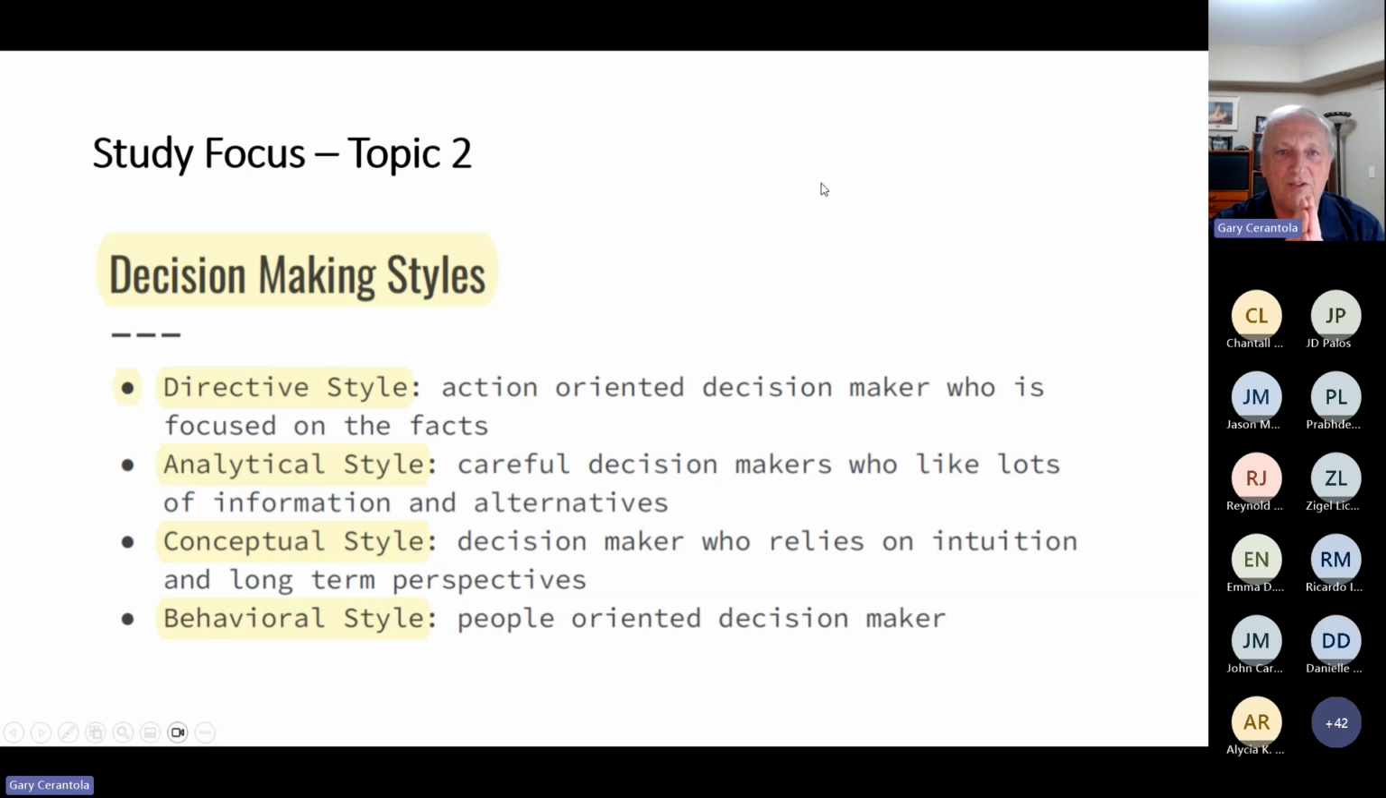One is directive style, and that's basically focused on the facts and very transactional, bringing people to some objective outcomes. The second one is analytical style, and that's where, as a decision maker, you are really careful about what information you've used, and how you address your alternatives.